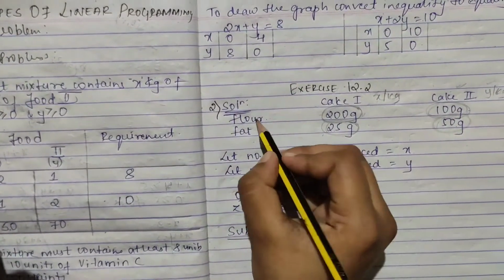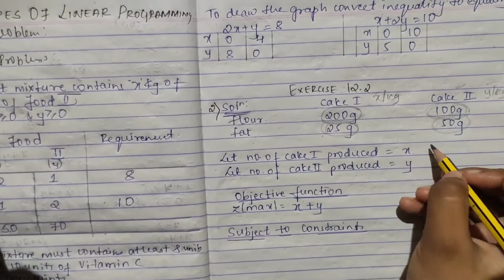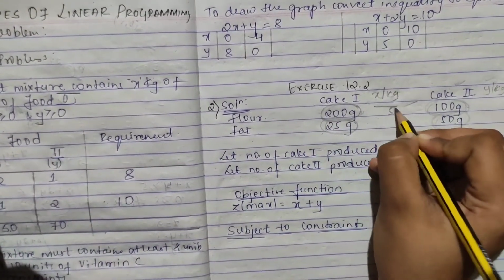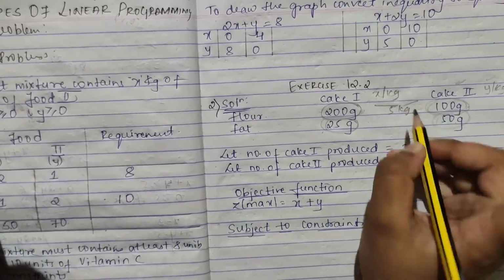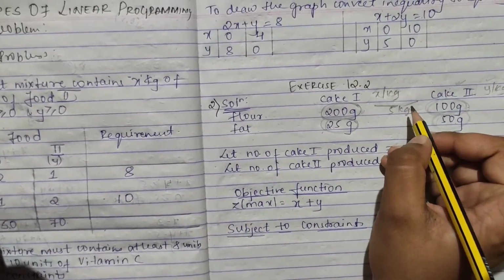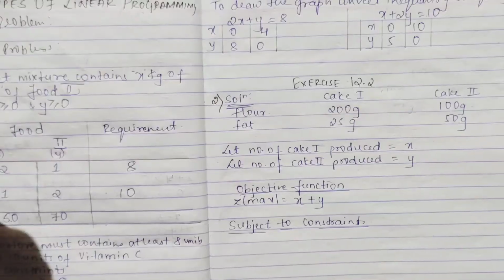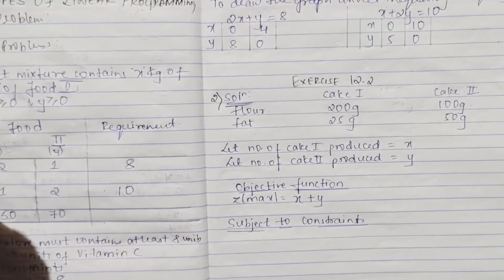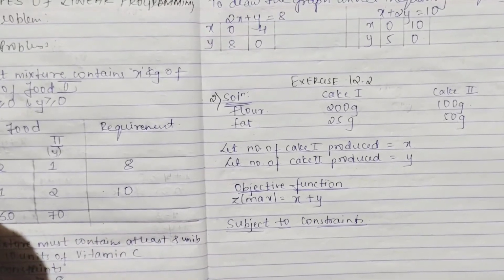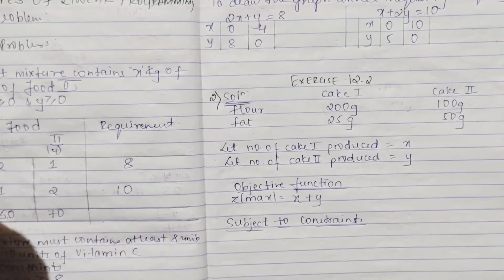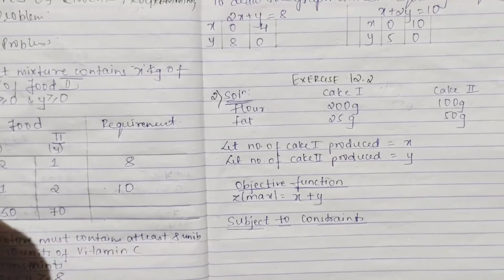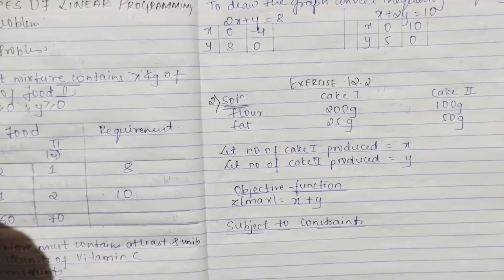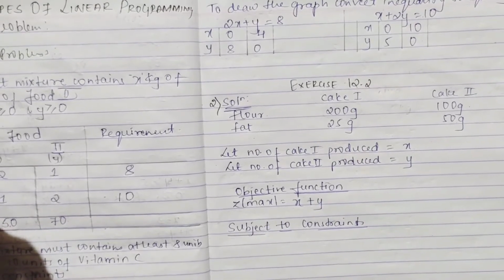And here, what have they said? The flour constraint, how much have they given? I'll write here. The flour constraint they have given is 5 kg, right? And 1 kg. So subject to constraints, they have given that your flour shouldn't be more than 5 kg, and fat shouldn't be more than 1 kg. It is like that. They have given that already.